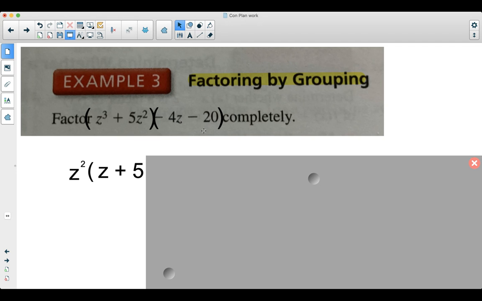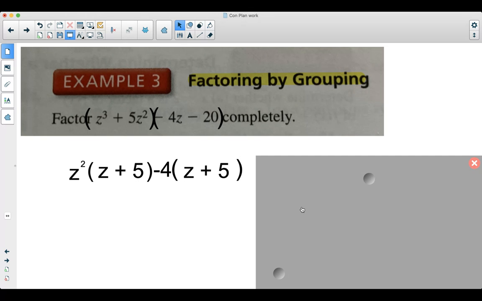Same thing over here for this set of parentheses. What does it have in common between negative 4z and negative 20? It should be a negative 4, which means when I have it in there, what should be left in there? z plus 5. And this is going to happen every time, just like you know how to factor we talked about last week. You're going to have z plus 5 as one of your answers here.